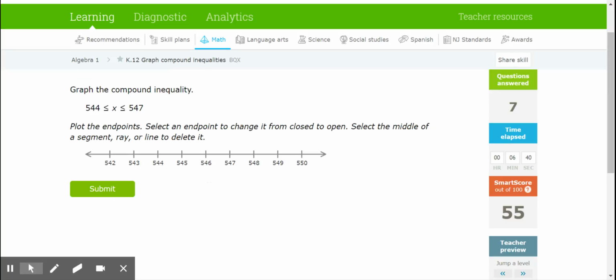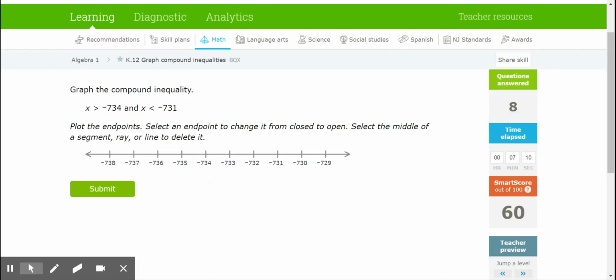Okay, now again, it's connected. The numbers are getting bigger, but it's nothing to be worried about. 544 is less than or equal to x, and x is less than or equal to 547. So any value between 544 and 547 will make this true.